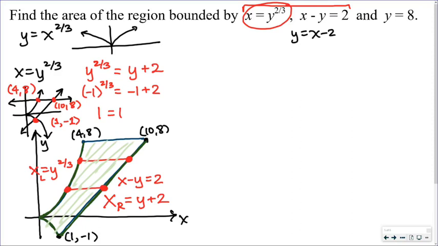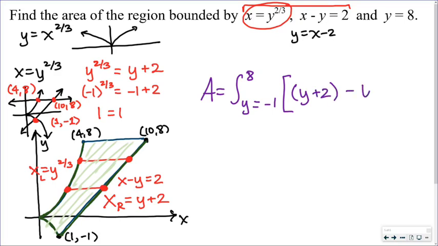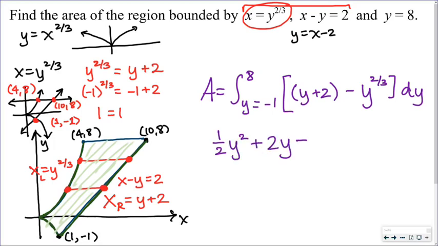So here's my shaded area again, and I'm doing everything in terms of y's. My integral is going to be, the area is the integral from, what are my y values? Y equals -1 to y equals 8 of my right x value, y plus 2, minus my left x value, y to the 2/3, dy. And so this is going to integrate to 1/2 y squared plus 2y minus 3/5 y to the 5/3 from -1 to 8.